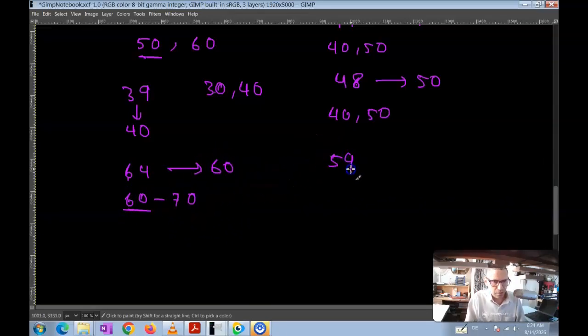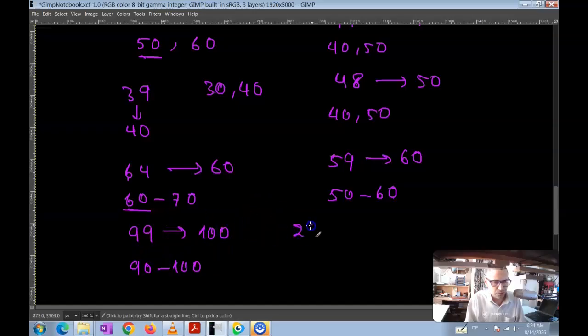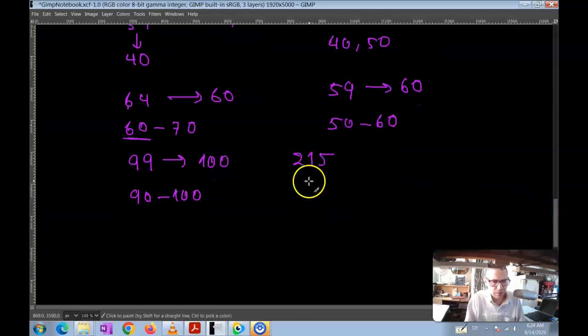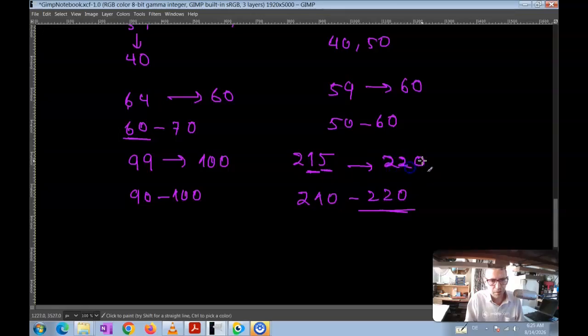A 59 is some number between 50 and 60, and it is much closer to 60, so you would round to 60. A 99 is some number between 90 and 100, and since it's much closer to 100, you would round to 100. A 215, rounding to the tens place value, is some number between 210 and 220. Since it's exactly halfway between the two numbers, and we have a 5 over here, by convention you would round up to 220.